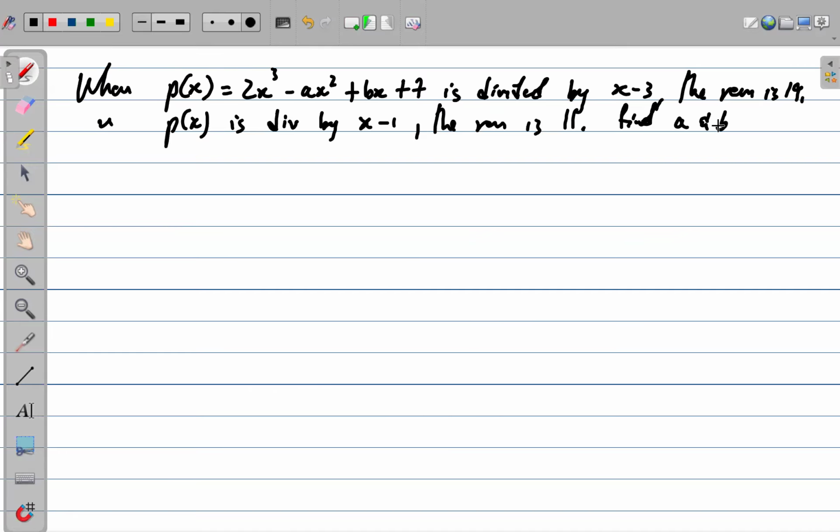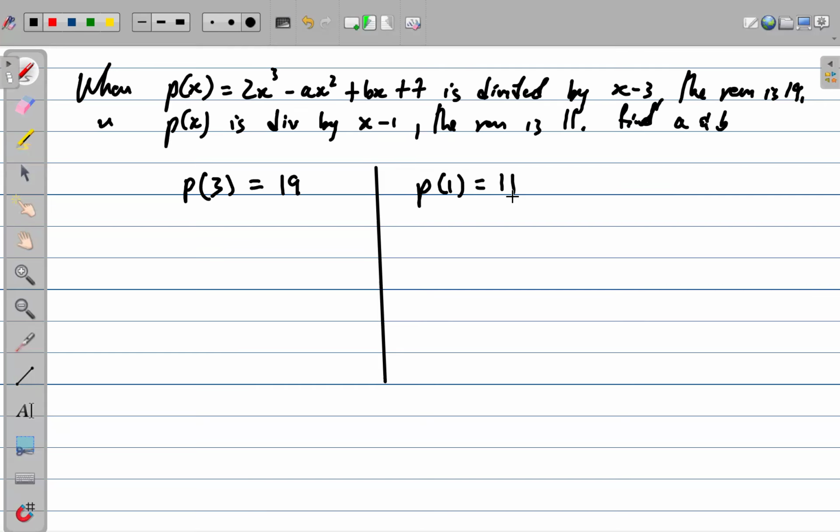And I hope you see there's going to be a repetition here. First of all, we must find P of 3. And of course, P of 3 will give us a 19 because we are told the remainder is 19. And then we must also find P of 1. P of 1 must give us 11 because we are told the remainder is 11 when this is divided by x minus 1. That's all. You set up those two equations, you solve simultaneously, you are done. You have values of A and B.